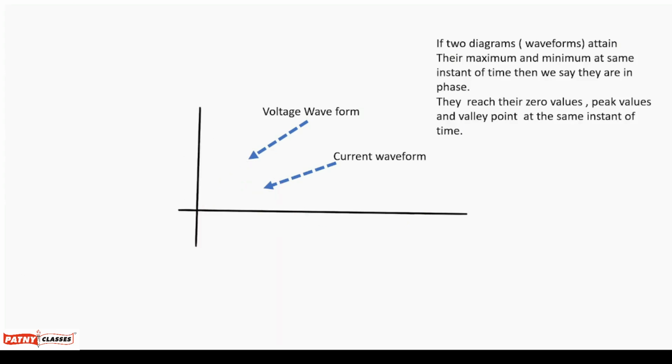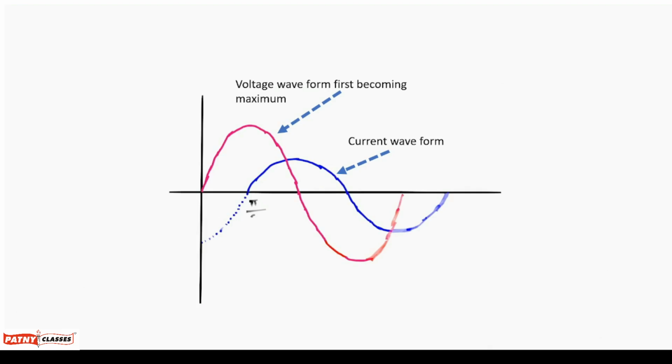If two diagrams, that is voltage waveform and current waveform, attain their maximum and minimum at the same instant of time, then we say both are in phase. If they are in phase, then they reach their zero values, peak values and valley points at the same instant of time. In example 2, I have selected two waveforms, voltage waveform and current waveform. We observe that when the voltage waveform is maximum, the current waveform is zero. We say the voltage is leading and current is lagging.